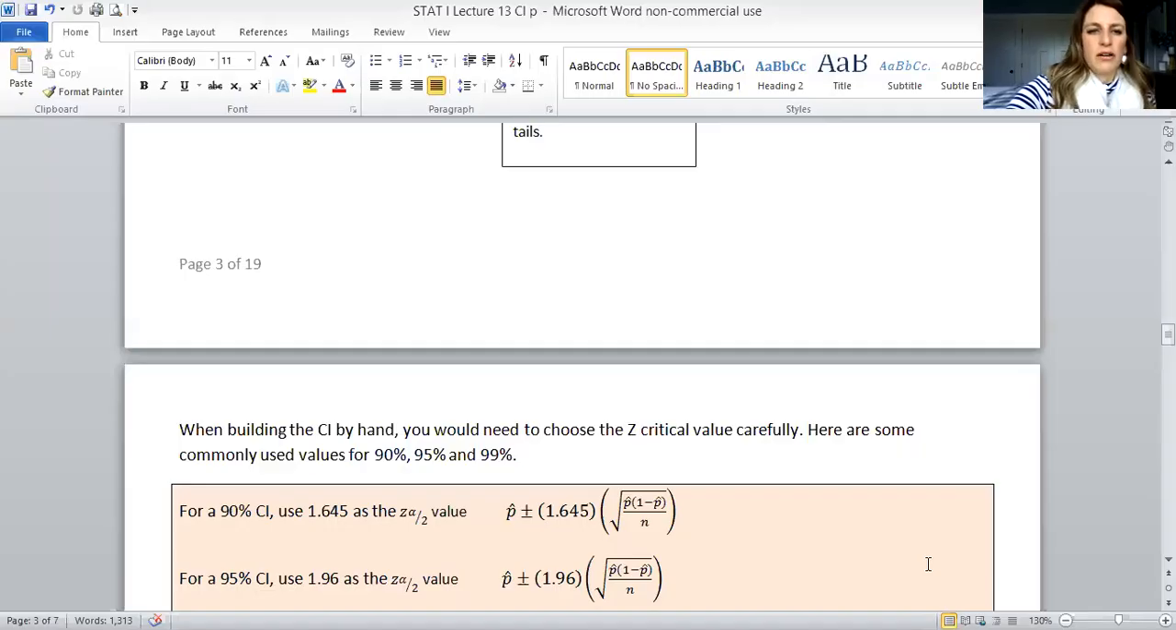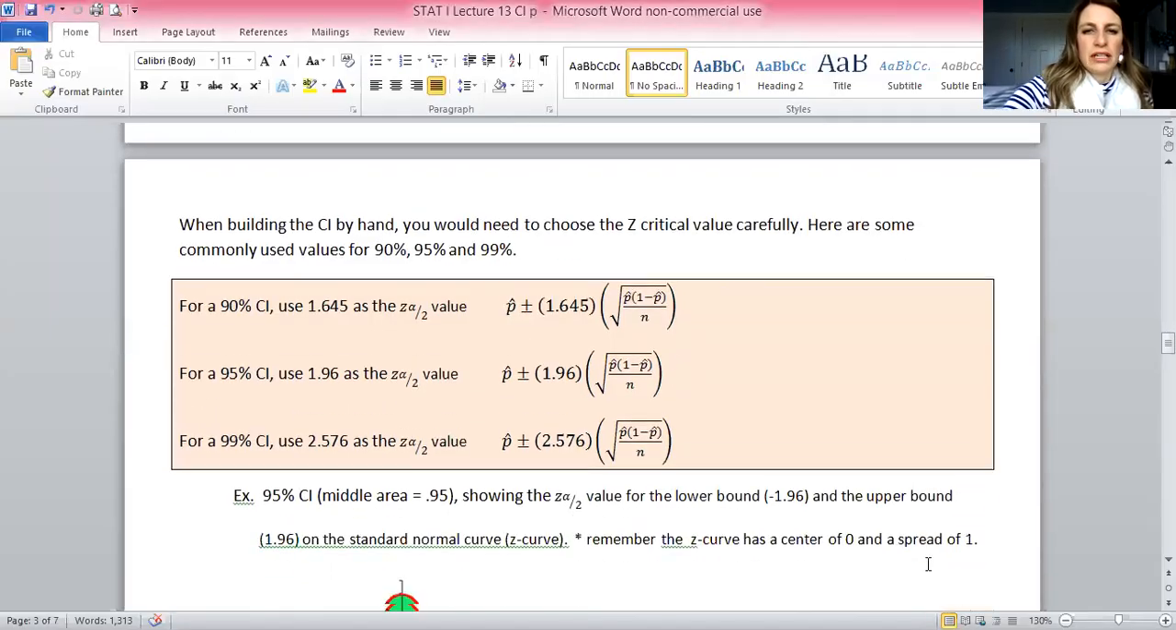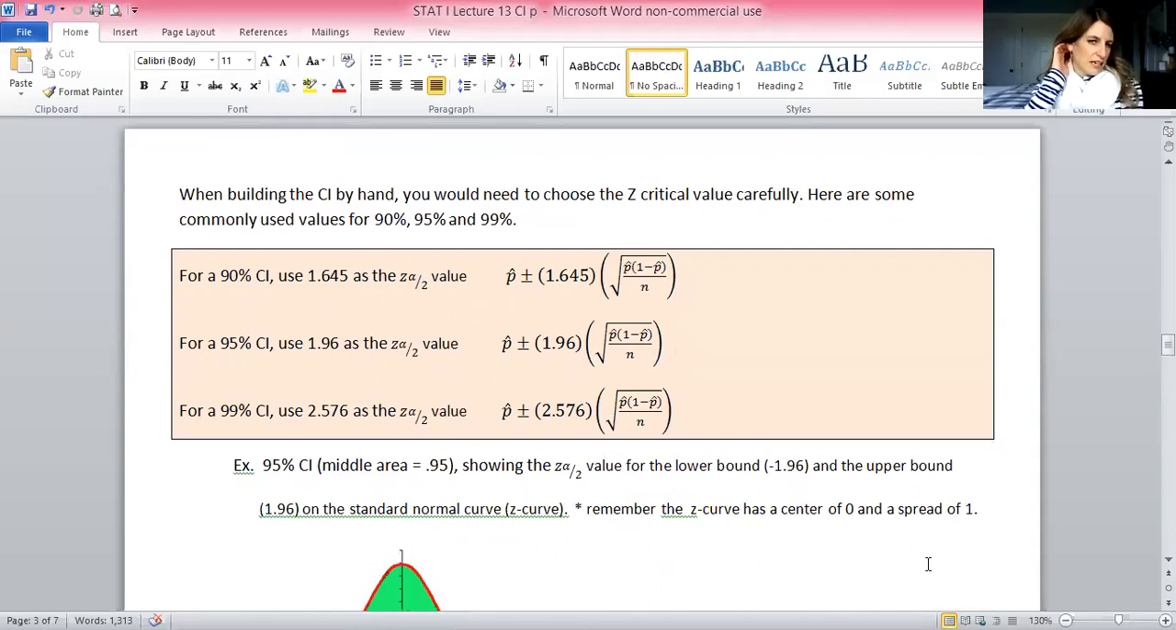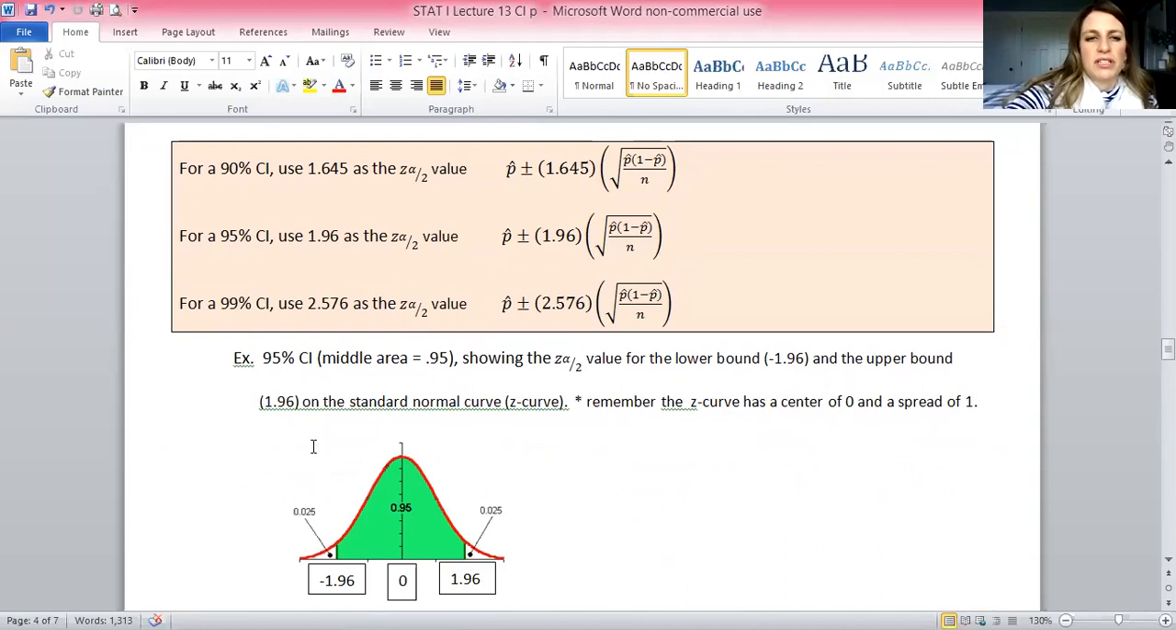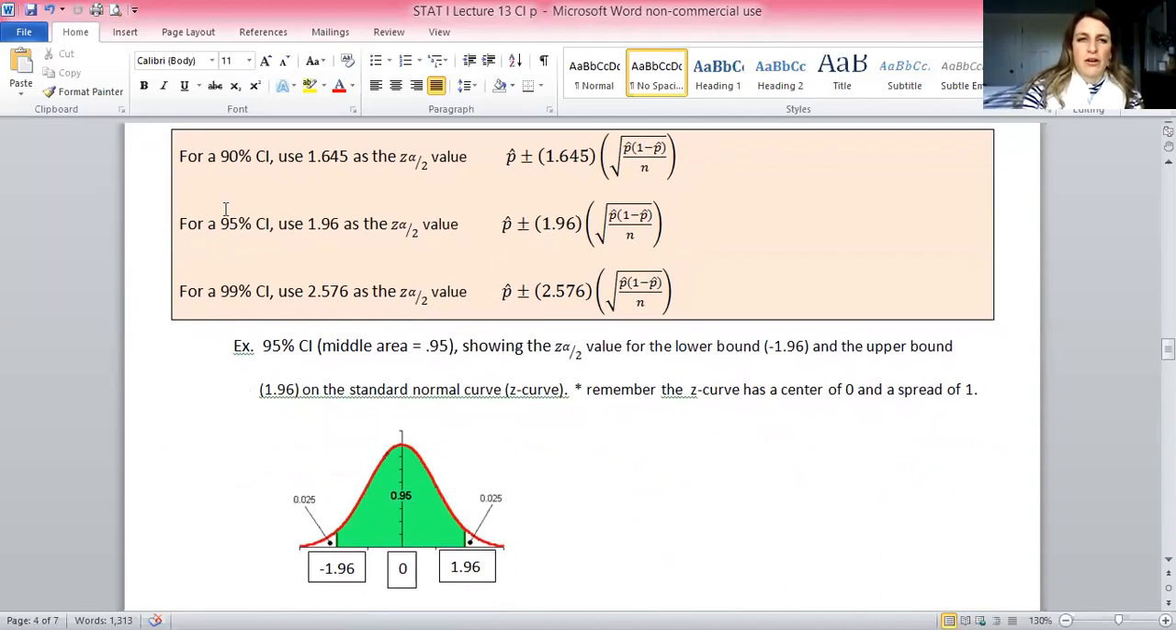Okay. So when I'm looking at my CI calculations, here I have the normal three that we use. For the 90% CI, our z-score value is 1.645. For 95%, it's 1.96, and for 99%, it's 2.576. These are the z-score values that correspond with the area being the middle 0.9, or the middle 0.95, or the middle 0.99.